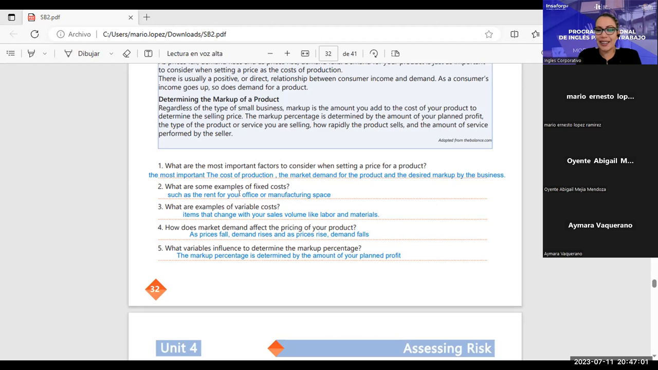As prices fall, demand rises, and as prices rise, demand falls. Yes, thank you. And five? Number five, what variables influence to determine the markup percentage? The markup percentage is determined by the amount of your planned profit.